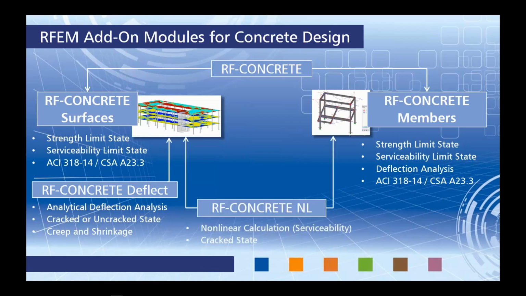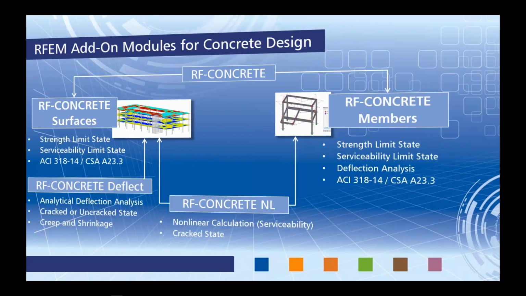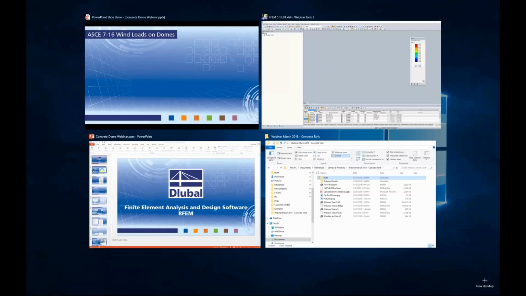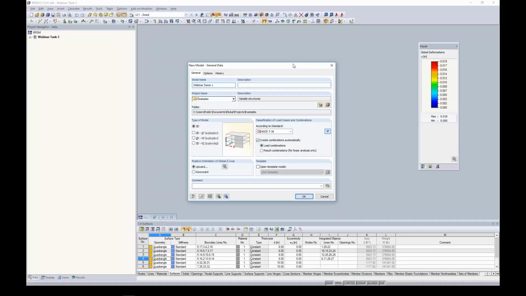The last module, RF-CONCRETE Nonlinear, runs a nonlinear calculation for the serviceability state only in the cracked state. So we can take into account the true cracked sectional properties for both surfaces and members. Again, this is a module extension. And with that said, we can jump into RFEM for our example today.